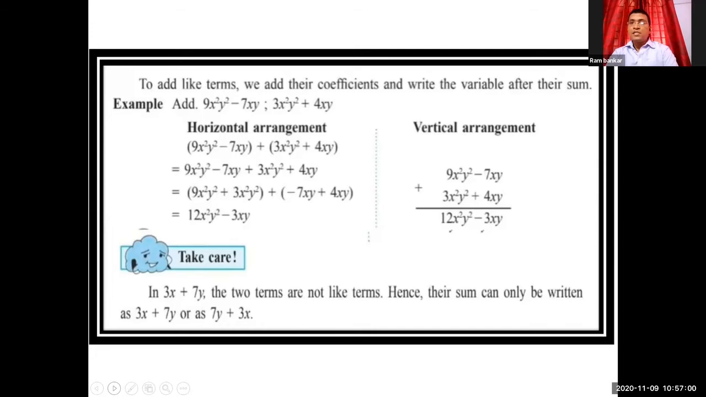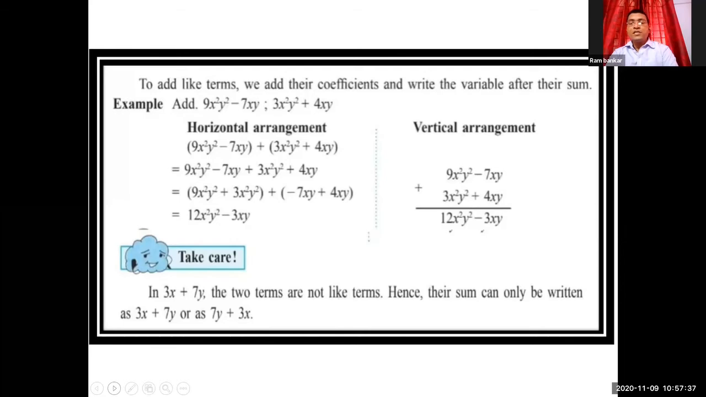9x square y square minus 7xy. This is the first algebraic expression. After the semicolon, there is a second algebraic expression, 3x square y square plus 4xy. This is the second expression. Now we have to do addition, horizontal arrangement and vertical arrangement. Okay, look at the first arrangement, the horizontal arrangement. Horizontal means look at the left side. Okay, horizontal arrangement is given.